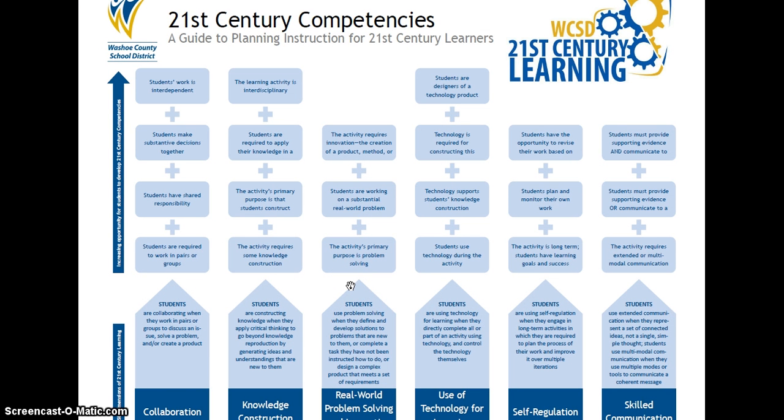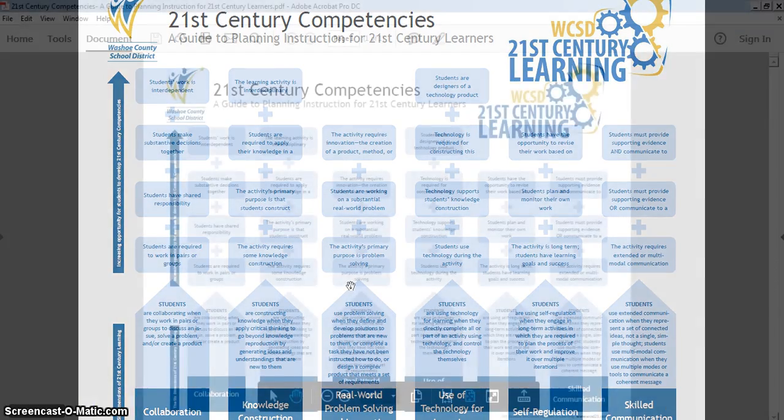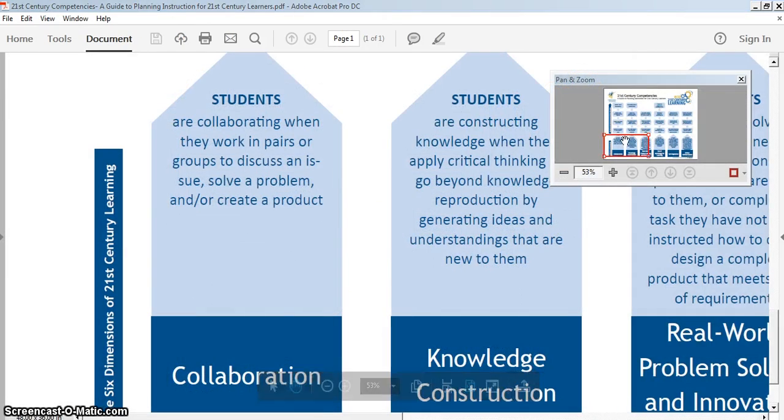There are 6 dimensions of 21st century learning as defined by Washoe County School District. While Microsoft OneDrive and the advanced sharing options available in Office 365 could be planned for use with any of the dimensions, this video will focus on the collaboration dimension. Students are collaborating when they work in pairs or groups to discuss an issue, solve a problem, and/or create a product. The collaboration dimension includes 4 major competencies.